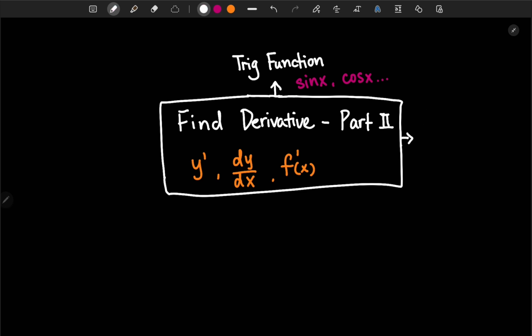And the second part we're going to learn is how to take the derivative of natural log functions. And that includes functions like e to the x or ln of x. Surprisingly, the derivative forms of these functions are quite simple and easy to take the derivative of.